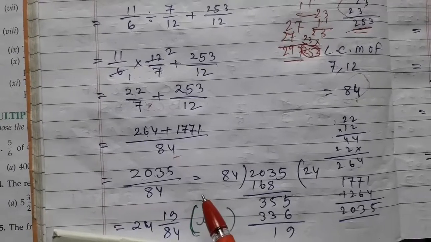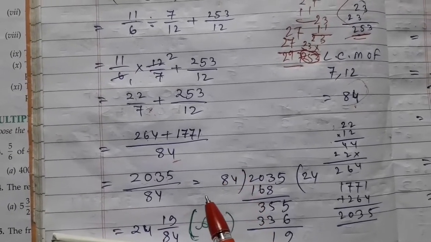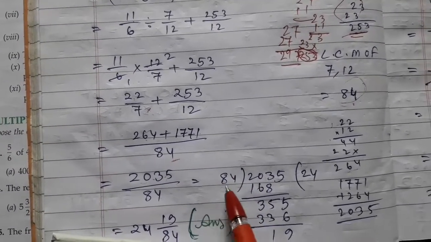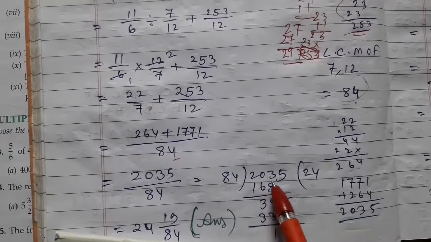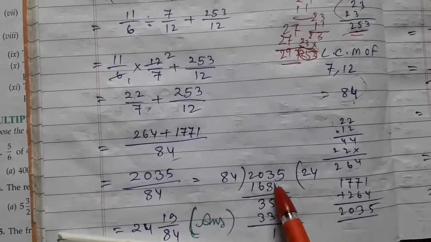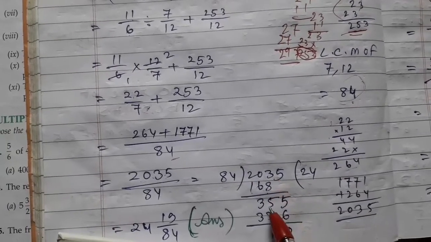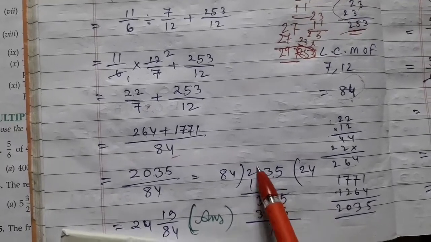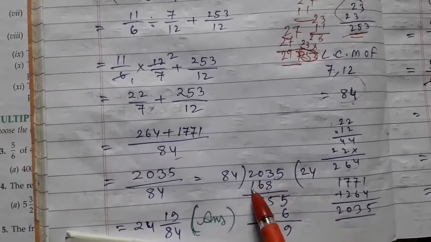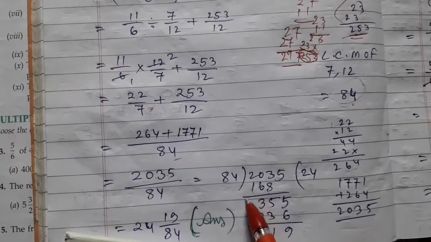We have to write this answer as a mixed fraction. 84. Divide 84. 2 ones are 168... 4 twos are 8, 8 twos are 16. Subtract it. 13. 13 minus 8 is 5. Carry 1. 6 plus 1 is 7. 10 minus 7 is 3. Carry 1. 1 plus 1 is 2. 2 minus 2, subtract 0.